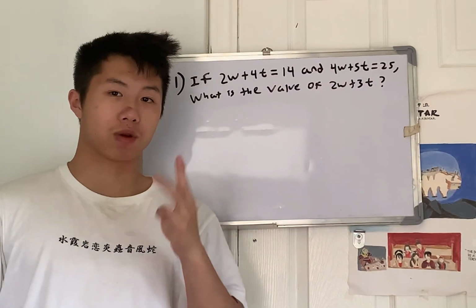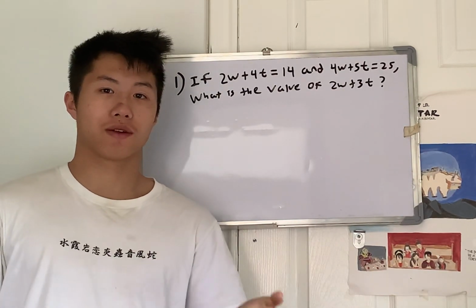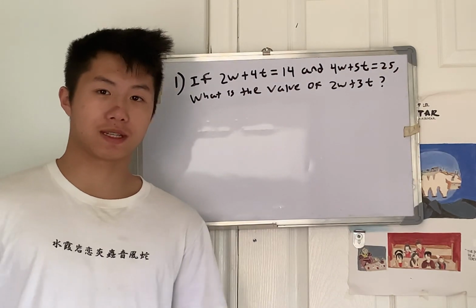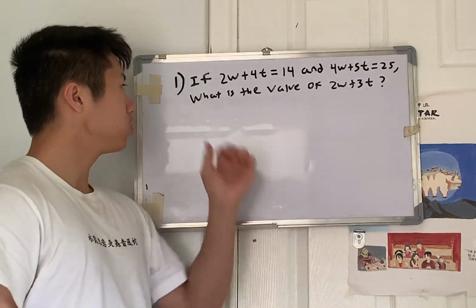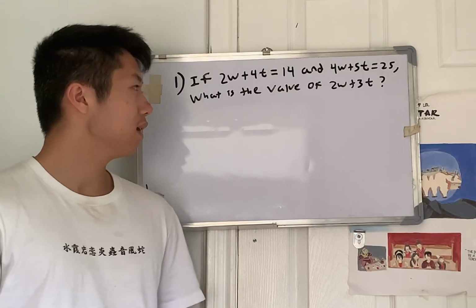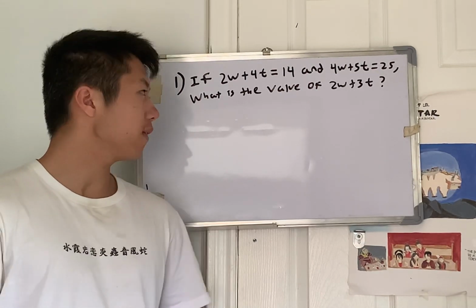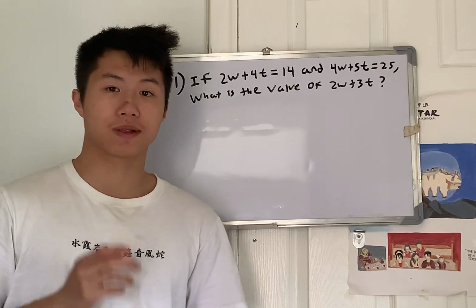In this part, it's a 3-part series. We're going to cover 3 different SAT questions that you need to know for Saturday. So this question right here: if 2w plus 4t is equal to 14 and 4w plus 5t is equal to 25, what is the value of 2w plus 3t?